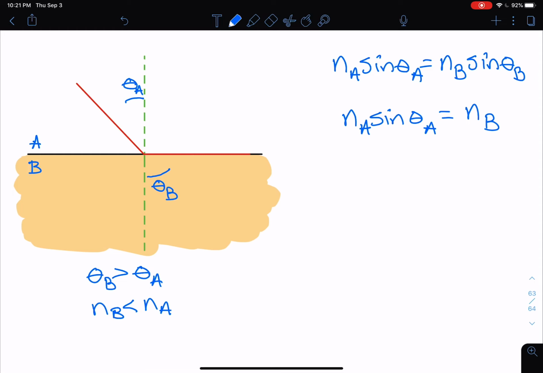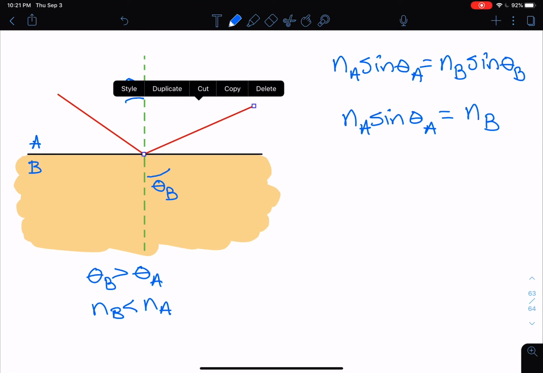So the question becomes, well, what if we make this angle even bigger? What if we make this just a little bit bigger? Well, what's going to happen then? Then what is going to happen is we're going to get reflection. It's called total internal reflection. That's what's going to happen.